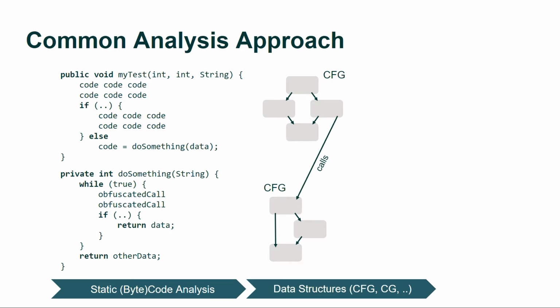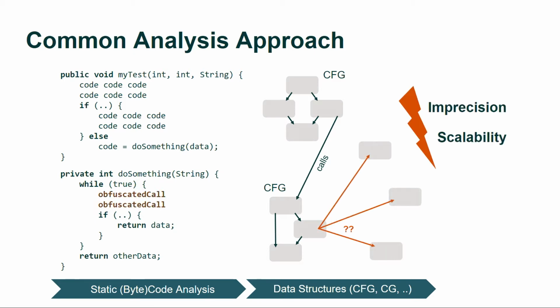However, as soon as you have to analyze specific code instructions, you may also run into problems, like in this case, obfuscated calls. Then you're no longer able to statically determine the receiving ends of these calls. And as a result, you add imprecision to your data structures, although you spend an additional amount of effort into their generation. And this additional effort also negatively influences the scalability of your approach.